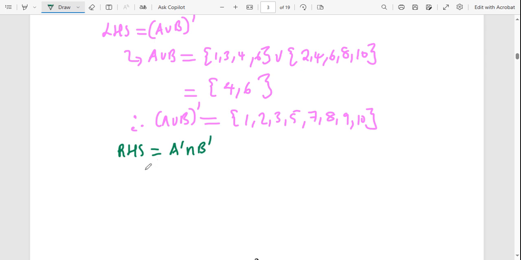The way we are going to work out this one, first find A complement. Remember the set A is 1, 3, 4, 6. So the set A complement, we'll just remove 1, 3, 4, 6 from the inverse set. So we're going to have 2, we are going to have 5, we're going to have 7, 8, 9.